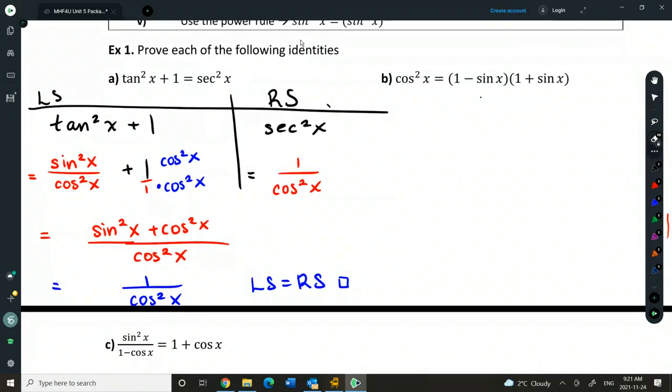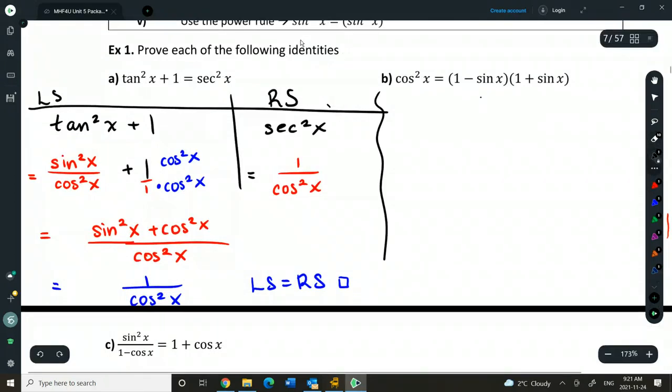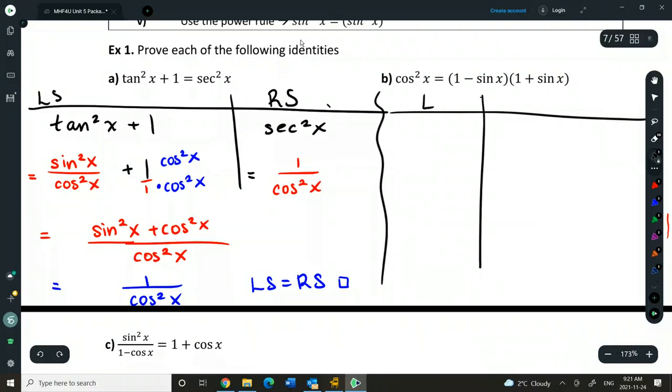Okay? All right, let's try another one. We're going to split into left side and right side. And I'm just going to recopy the left side of the equal sign and the right side of the equal sign.